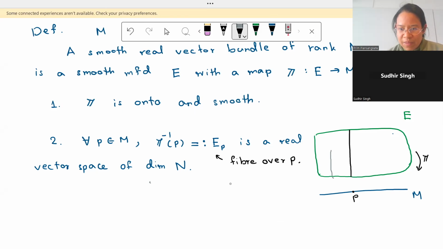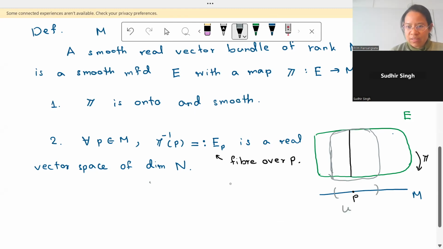say if we have some open set in M and then we look at the pre-images under pi. The last thing I'm going to write here is that locally, this local region looks like a product manifold. So suppose this is U, so this local region looks like U cross Rn. And we have to define precisely what I mean by look like.